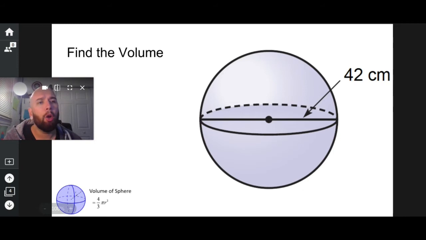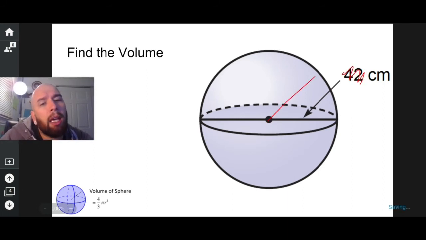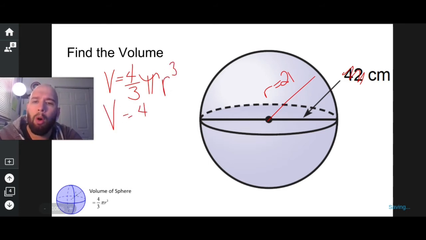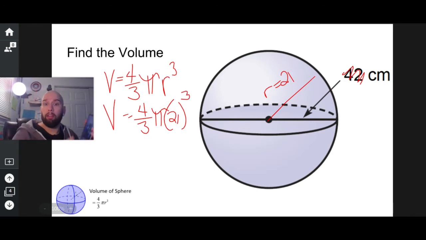In this case, we have to find the volume of a sphere where the diameter is 42. Do I care about the diameter? No, I care about the radius, and the radius is always going to be half the diameter. So radius is going to be 21, and then I just write out my formula and get started. V equals 4/3 pi r cubed. V equals 4/3 pi 21 cubed.